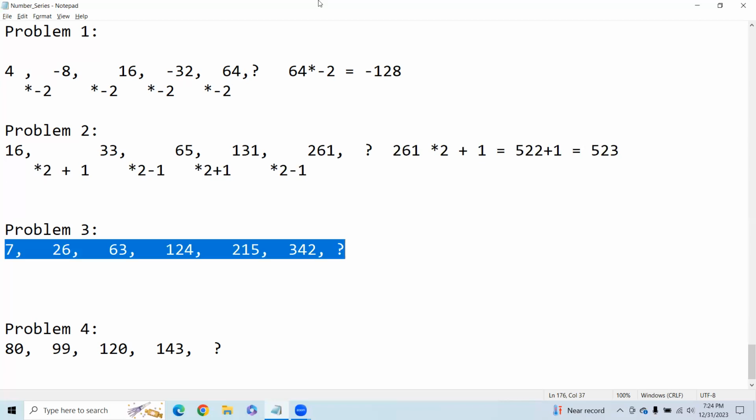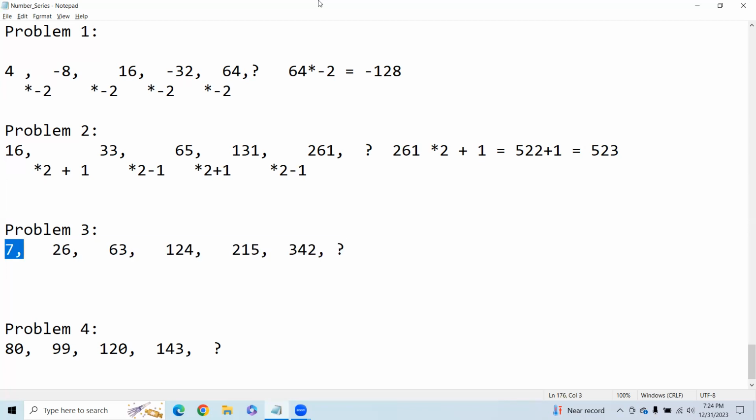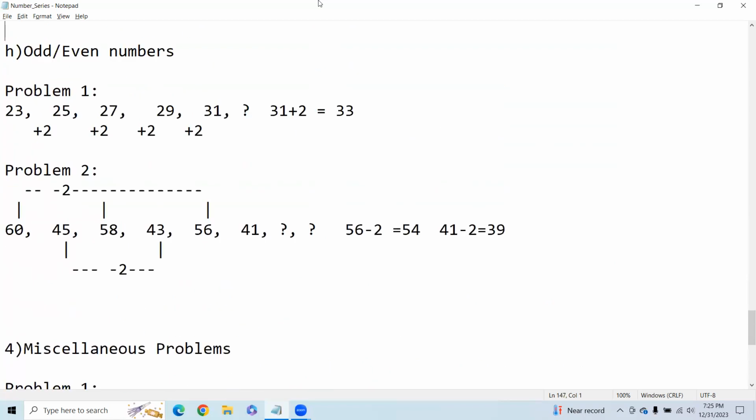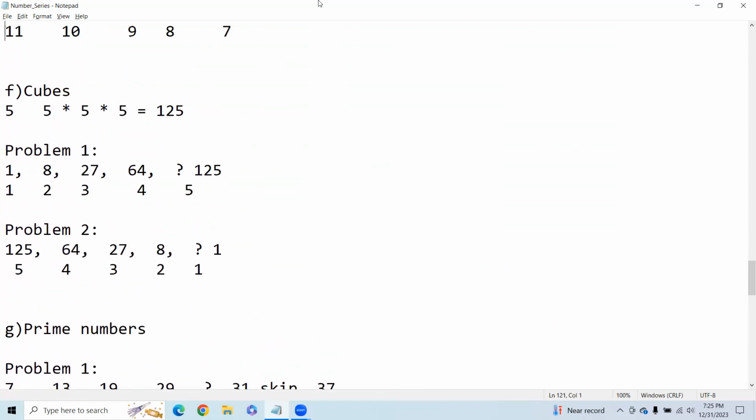7, 26, 63, 124, 215, 342. If you try addition, you'll get 19, 7 plus 19. Then here you get around 38, 37. If you add it, you get 63. You don't see any pattern. So now try to think of whether it is a square or cube. We don't see that those numbers are cubes or squares. But do you see that the numbers are near to a cube? So you can refer to the problems we have solved earlier.